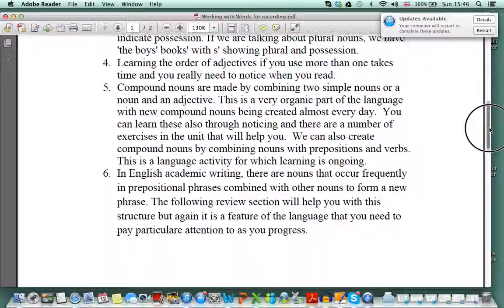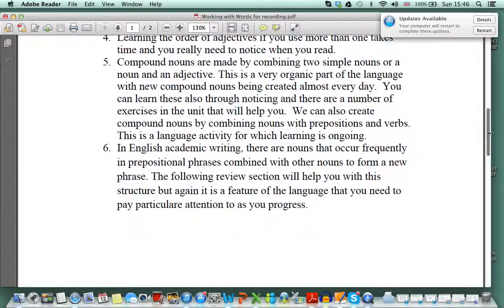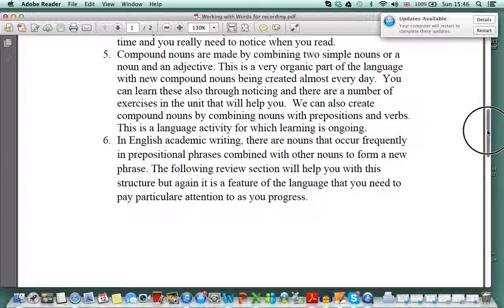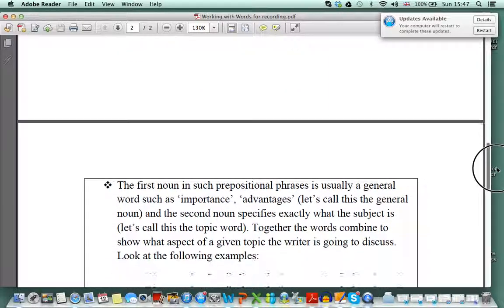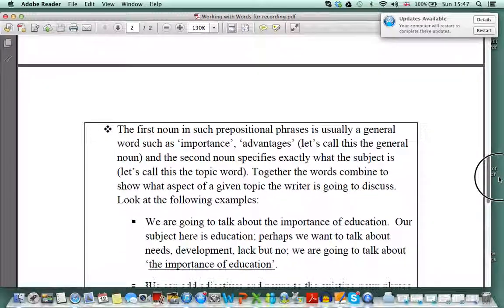And finally, in English academic writing, there are nouns that occur frequently in prepositional phrases, combined with other nouns to form a new phrase. In the following review section, we're going to look at this structure. But again, it is a feature of the language that you need to pay particular attention to as you progress. So let's have a look at some of these.